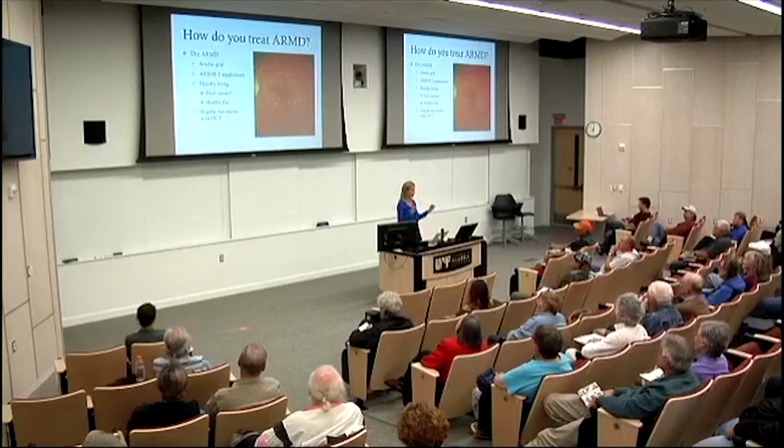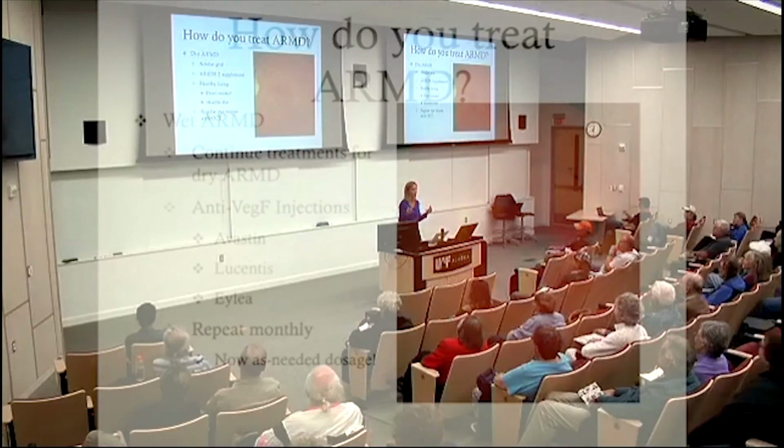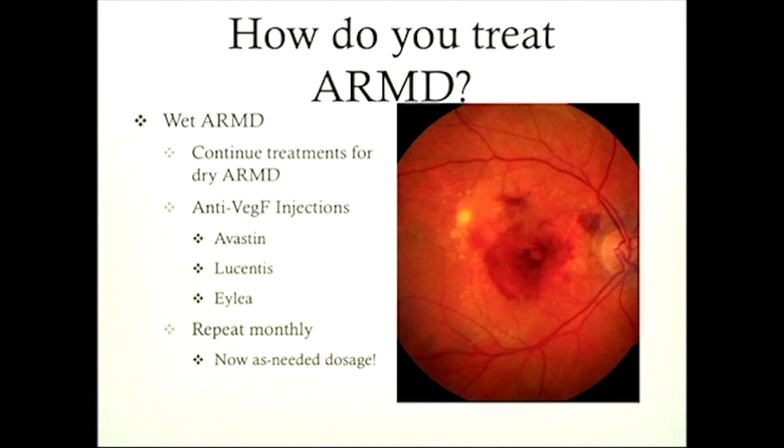So we can do a picture in the back of the eye that allows us on a very microscopic level to look at the retina and see if there's any fluid, any evidence of wet macular degeneration. So wet macular degeneration. So you do all of that, and then you get injections.